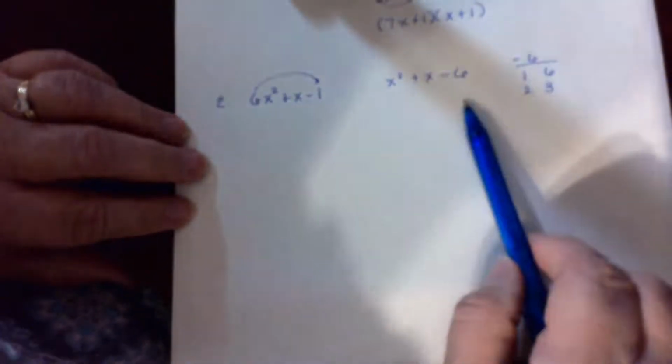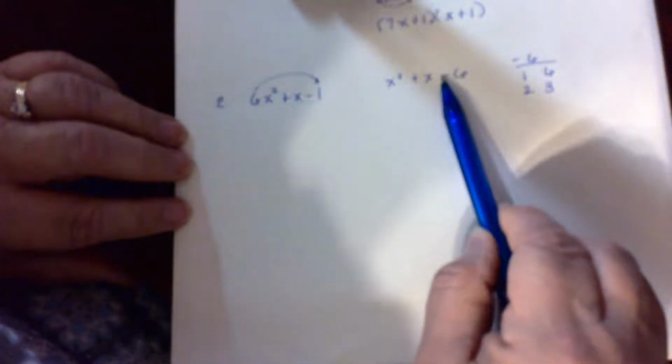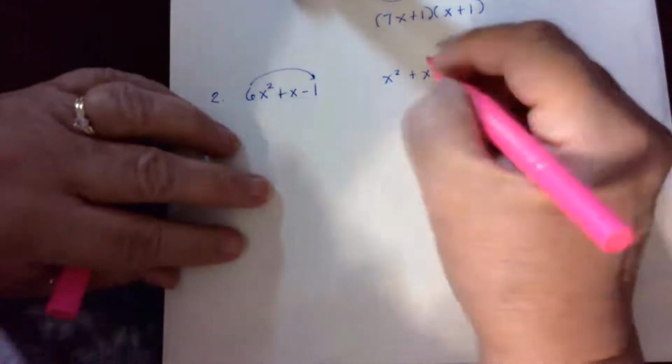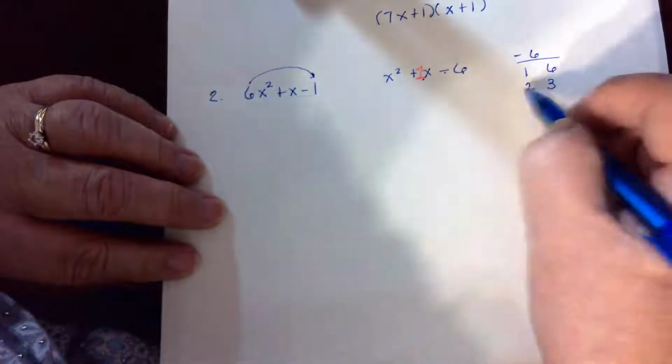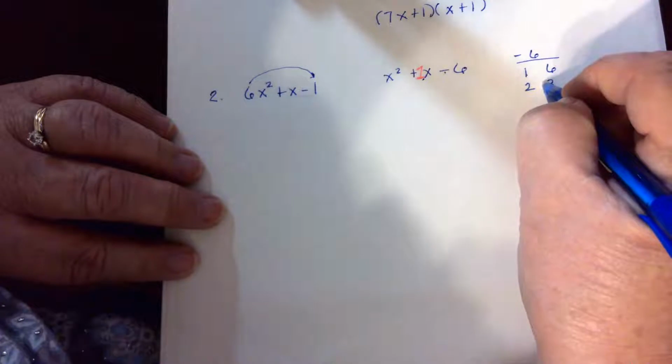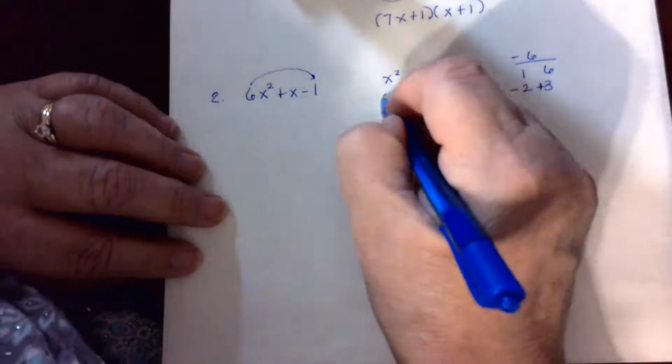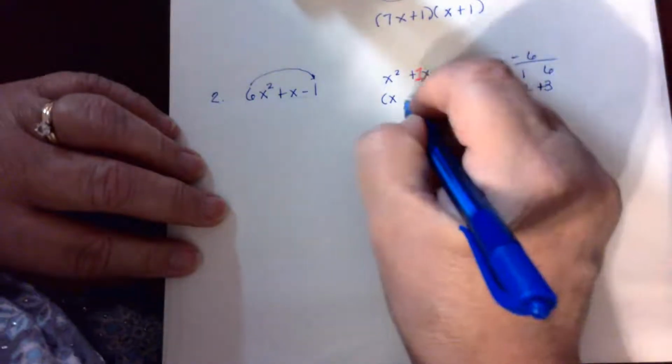We said in class that when this is negative, the signs have to be different. So the way that you can come up with a positive 1, remember, there's an invisible 1 right here, an understood 1 in front of that x. So to come up with a positive 1 with the signs being different, we need a positive 3 and a negative 2. So I'm going to factor this x minus 2 and x plus 3.